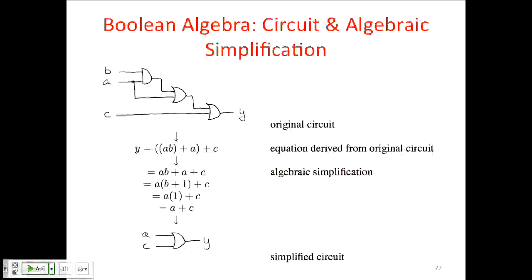So this combination here represents this gate. This symbol here represents this gate. This plus corresponds to this gate, so you're ORing C in with the previous result. So that's the equation you got from the original circuit, but now you can simplify that equation down.